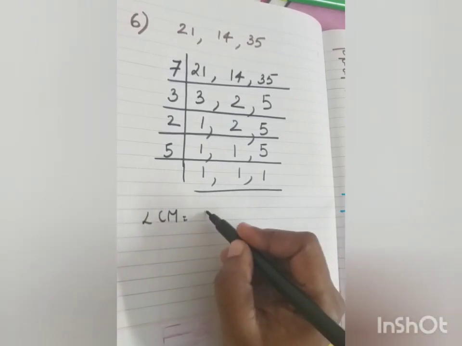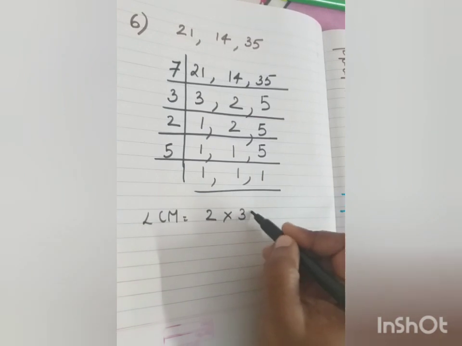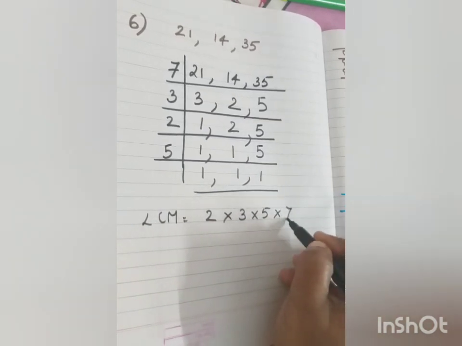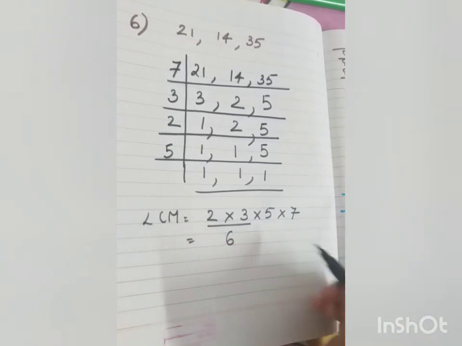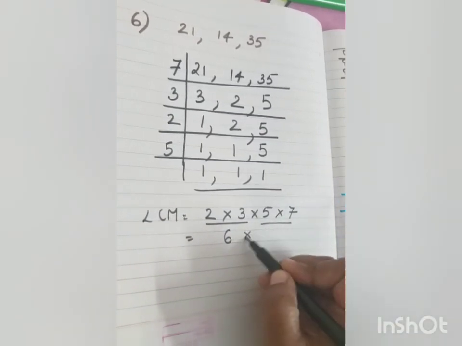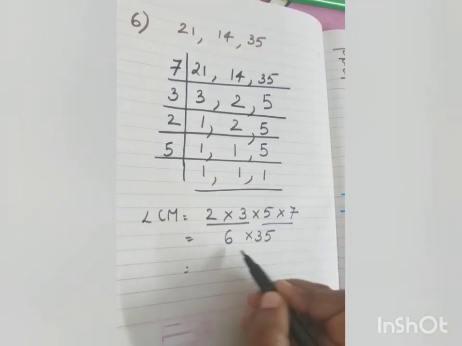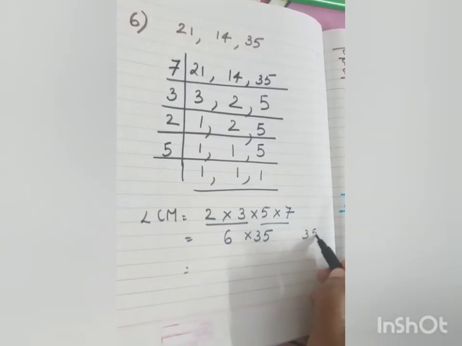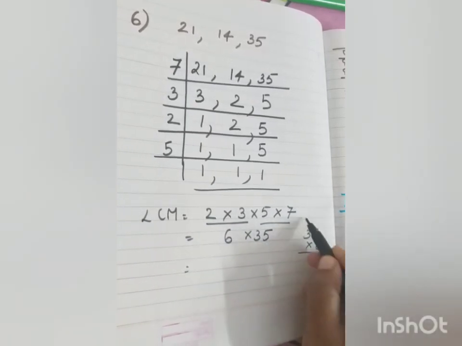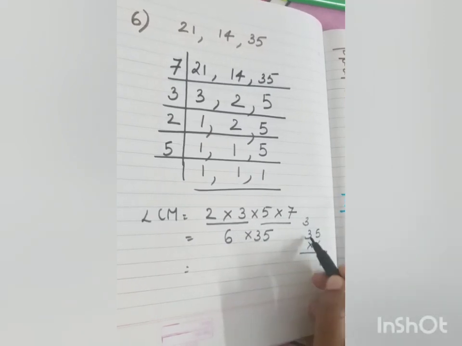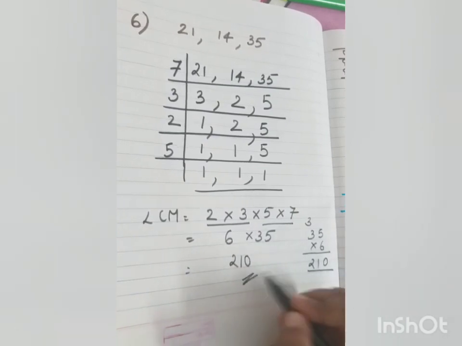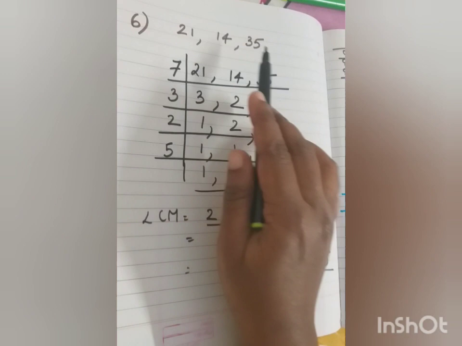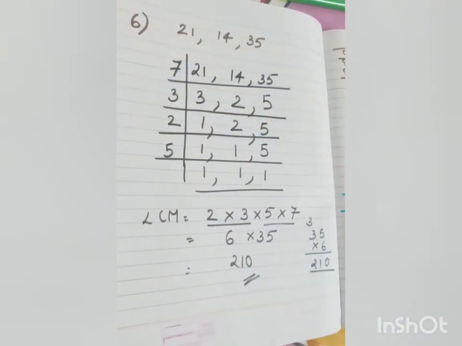So I have written all the numbers one below the other, and therefore LCM is equal to, let's write these numbers in ascending order: 2 into 3 into 5 into 7. So what is 2 threes? 2 threes are 6. 5 sevens are 35. And now let's multiply 35 into 6. 6 fives are 30. 6 threes are 18. 19, 20, 21. So 210. So therefore the LCM of 21, 14 and 35 is 210.